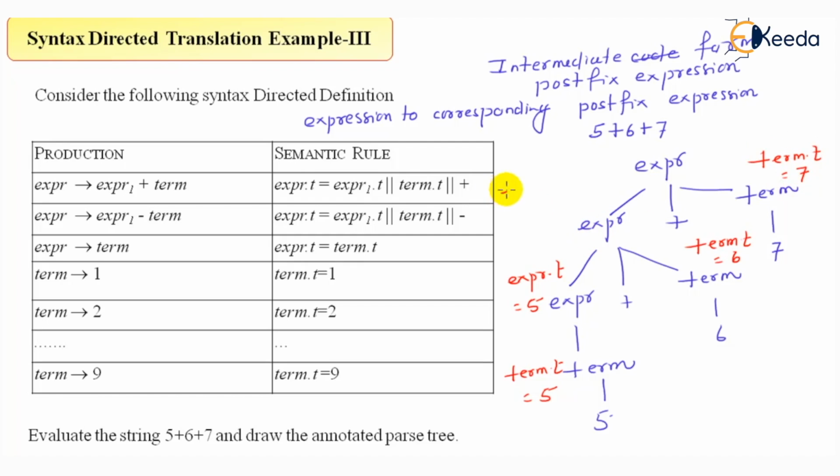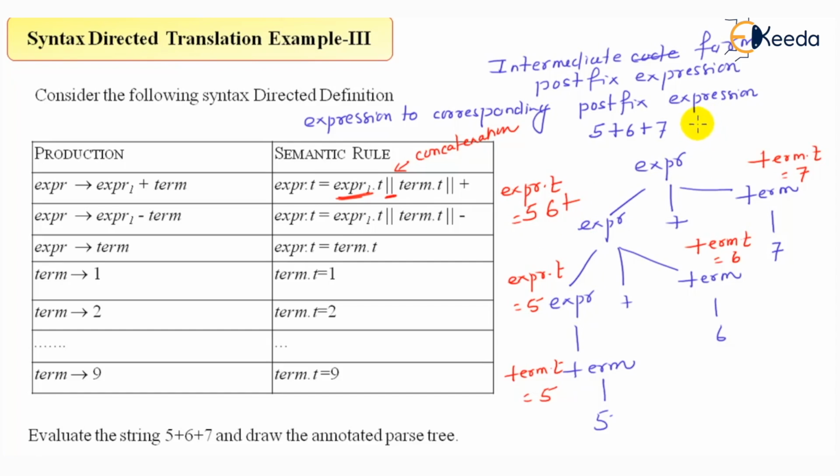Here, expr.t will be equal to what? What you see here is expr1.t, then this symbol, and this symbol is nothing but concatenation. Don't think of it as or. Let me write it explicitly here: concatenation. So expr1.t is 5, and then term.t is 6, and there is a plus. So 5 6 plus.